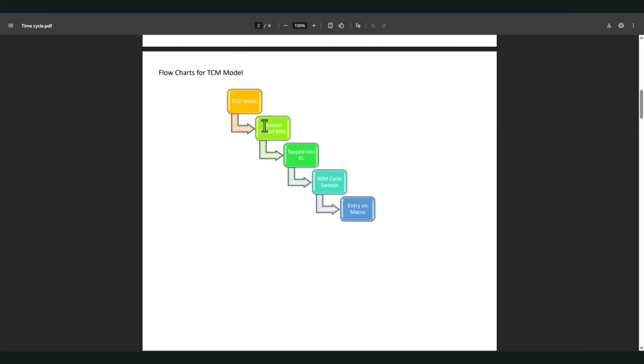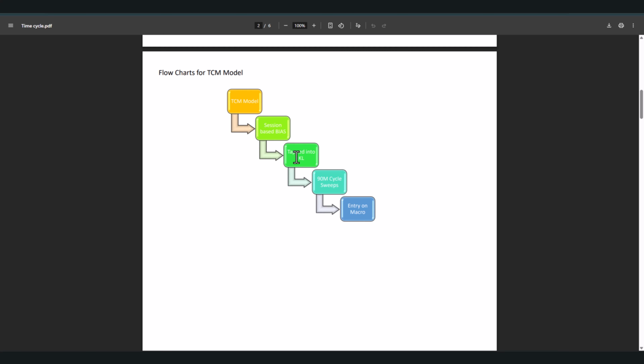First, you have to determine the session bias. Suppose you have the Asia session. What did the London session do? London sweeps Asia high. That means your London session becomes sell.